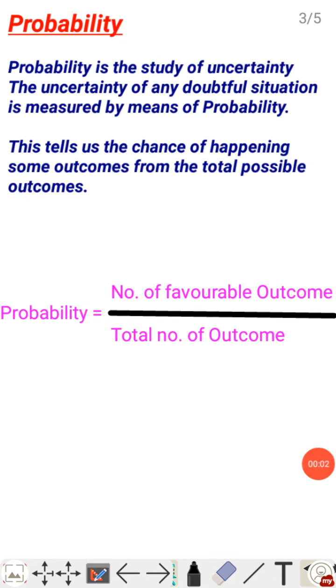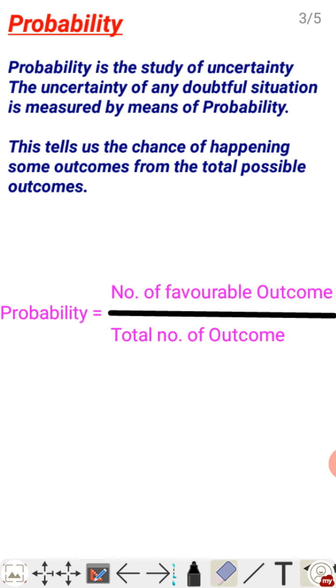Now next we are going to see the term probability. So what is meant by probability? Probability tells us the chance of some outcome happening out of the total outcomes, or you can say it shows how many possible chances there are of getting any result.